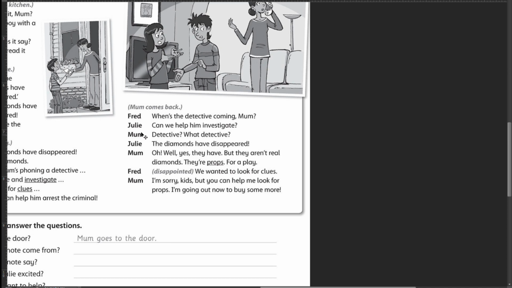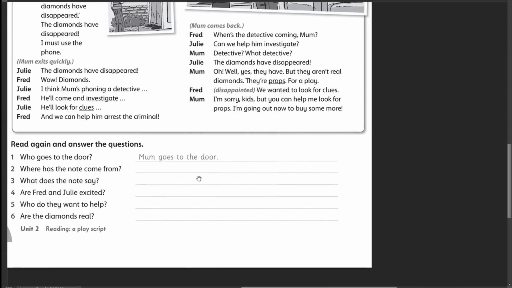Mom said, detective? What detective? Julie, the diamonds have disappeared. Mom said, oh, well, yes, they have, but they aren't real diamonds. They're props for a play. Fred is disappointed. He said, we wanted to look for clues. Mom said, I'm sorry, kids, but you can help me look for props. I'm going out now to buy some more.